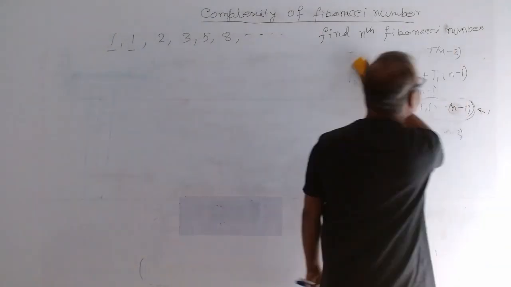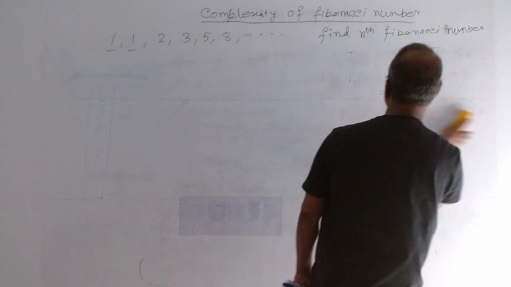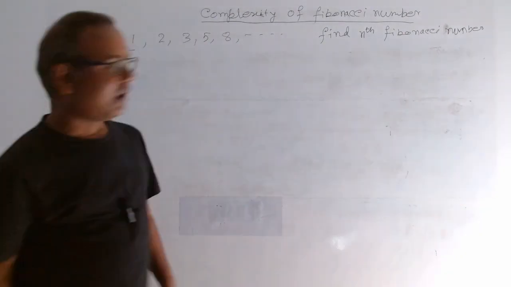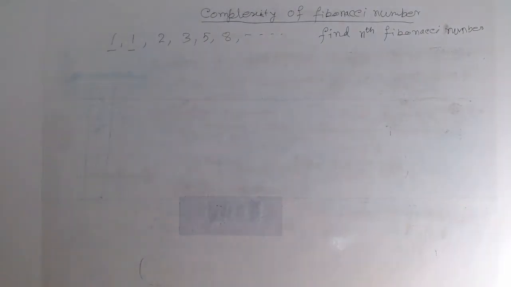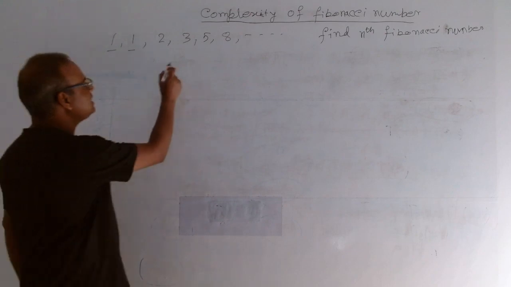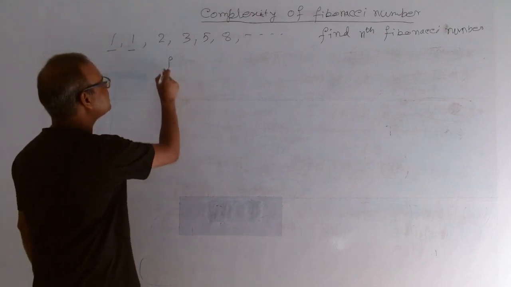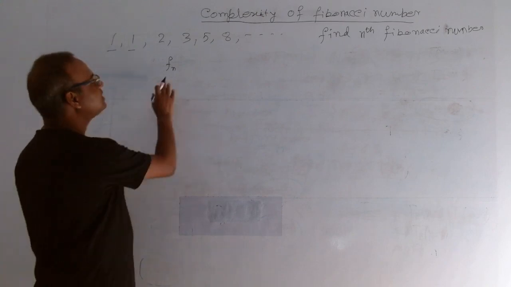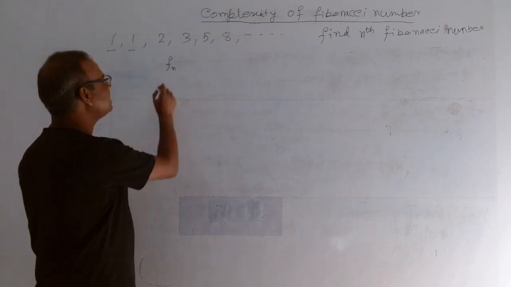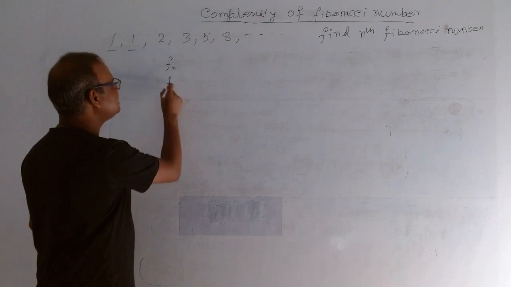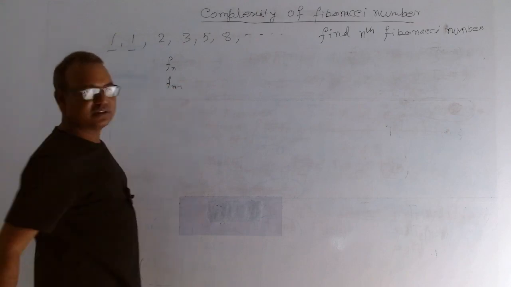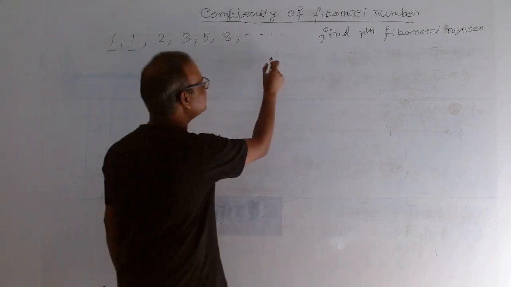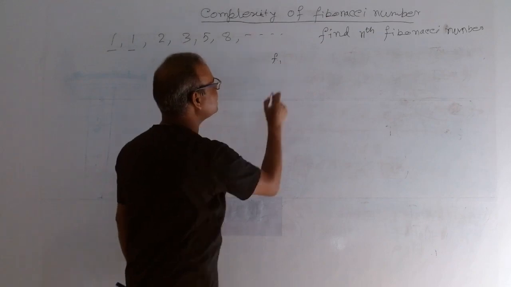Okay, so let's say my Fibonacci number is fn. The nth Fibonacci number is fn, the n minus 1 Fibonacci number is fn minus 1. So the first Fibonacci number is f1, the second Fibonacci.